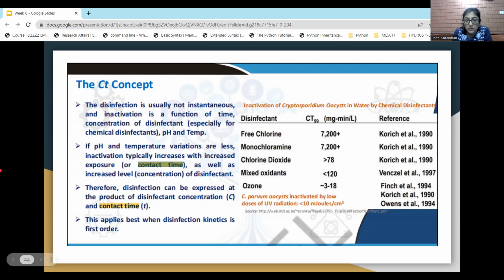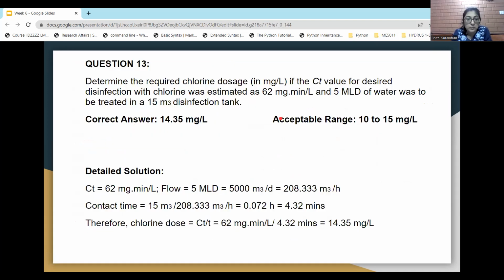Now, the question over here, like you can see here, there are certain set CT concentrations, and if you refer to the slides, you can read more about it or understand more about it. In terms of this numerical, they have given us the chlorine dosage. Now, what is the difference? There are three important terms: chlorine dosage, chlorine demand, and chlorine residual.